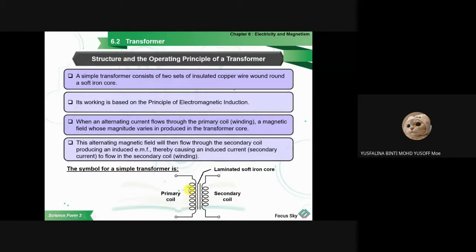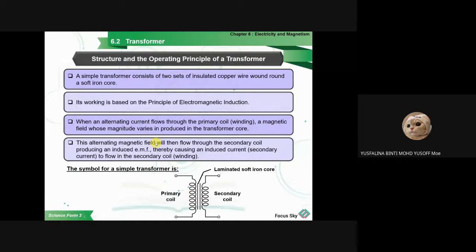A magnetic field whose magnitude varies is produced in a transformer coil. So when the current flows through the primary coil, it will produce magnetic fields. But these magnetic fields will keep changing direction. Why? Because the alternating current also keeps changing direction, so the magnetic fields also keep changing direction.